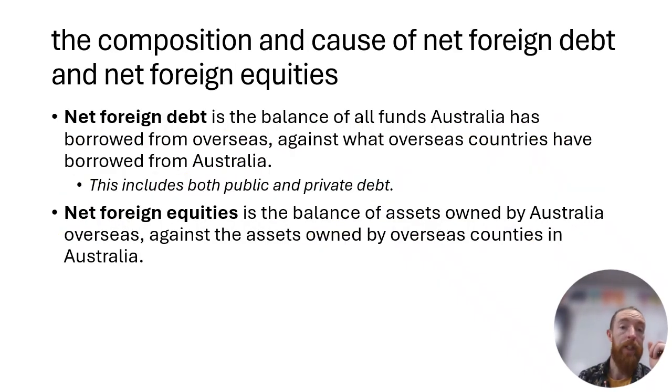Next up, we've got the composition and cause of net foreign debt and net foreign equities. These you really just need to know what they are. A really important part is that they aren't just what we owe. So net foreign debt is the balance of all the funds that Australia has borrowed from overseas against what overseas countries have borrowed from Australia. And this includes both public and private debt. So really important here, it's not just what we owe, it's what we owe against what people owe us. People might not owe us much, but without that part of the definition, you cannot access full marks.